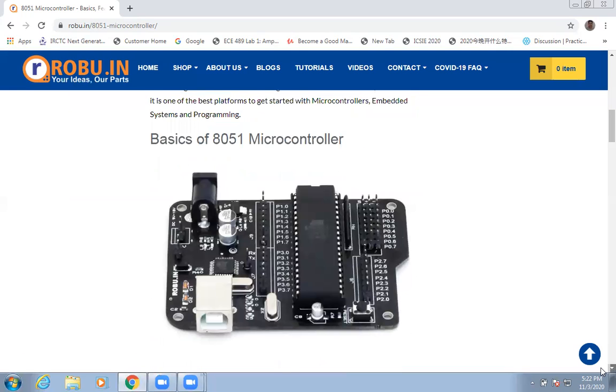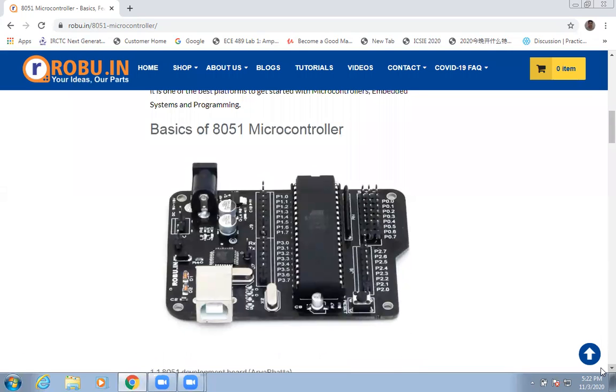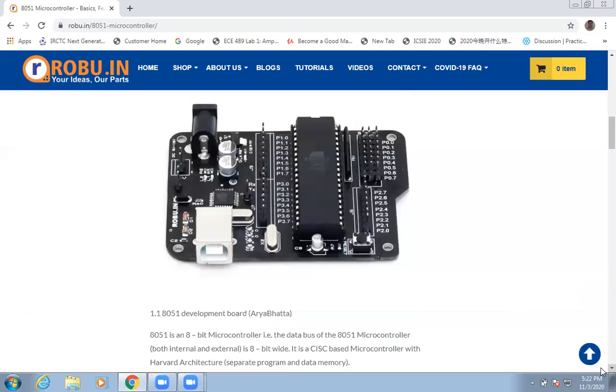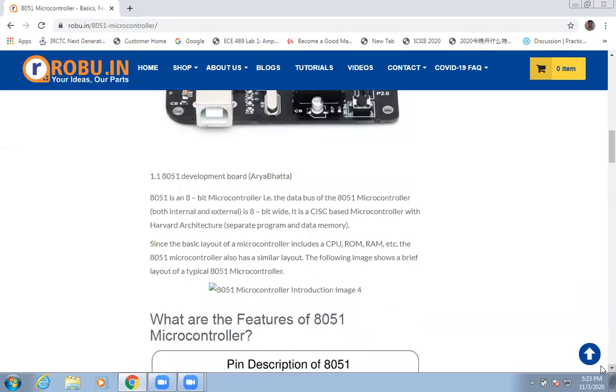The basic block diagram of the 8051 microcontroller, this is the diagram for the 8051 microcontroller. This is the 40-pin 8051 microcontroller. The 8051 is an 8-bit microcontroller, that is, the data bus of the 8051 microcontroller, both external as well as internal, is 8-bit, a byte.